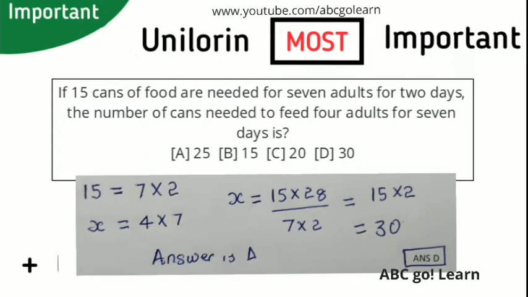We are given 15 cans of food for 7 adults. Just itemize that for 2 days. Again, 4 adults for 7 days. So now 15 cans of food equals 7 adults times 2 days. Multiply it together. So that means 15 cans is equivalent to 7 times 2.